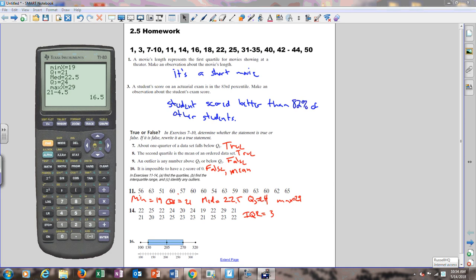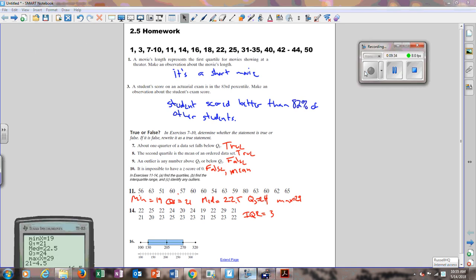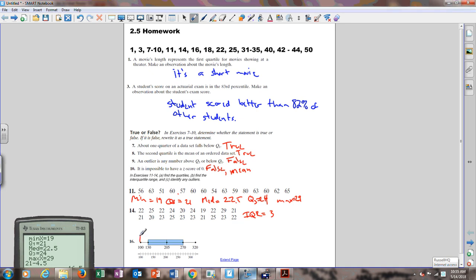All right. Exercise 16. Okay, this one's an easy one. We just have to identify the 5-number summary. So your min is 100, Q1 equals 130, your median is 205, Q3 equals 270, and your max is 320. That's all you had to do for that one.